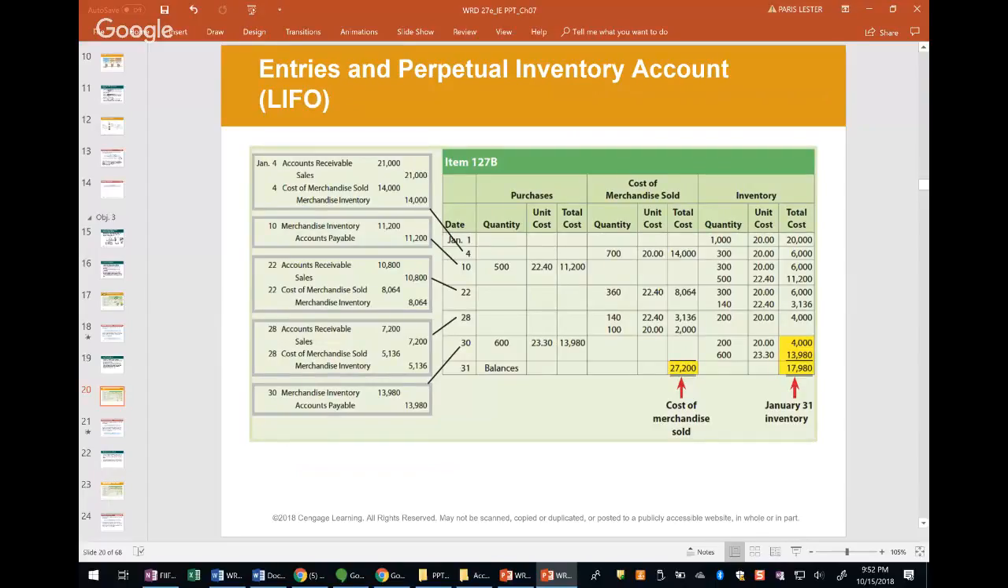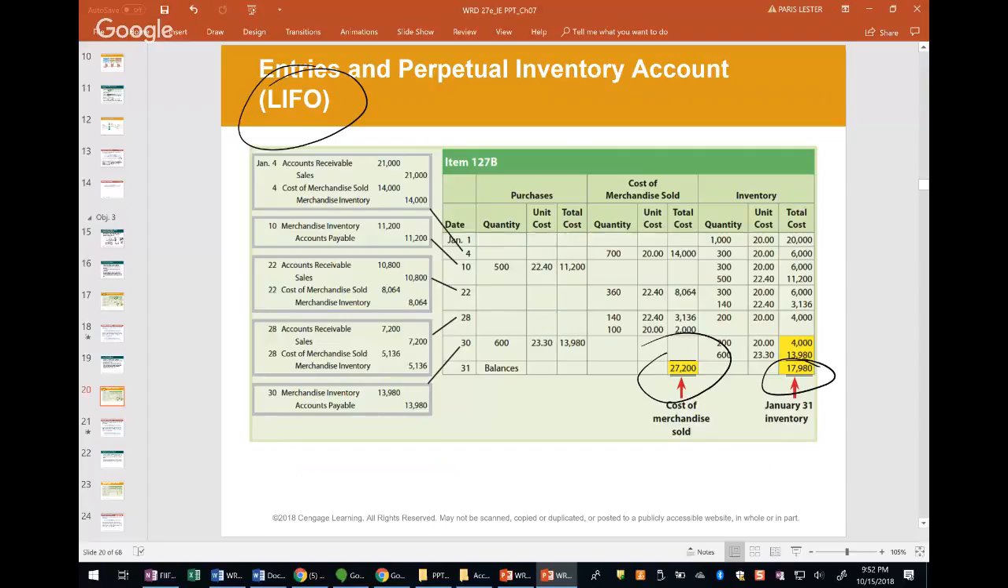Show you the same problem. Now you can see how your inventory and cost of goods sold differ under two methods. It might be what you want to do for tax purposes that decides what method you want to use, okay? But anyway, total cost $17,980 under this method.